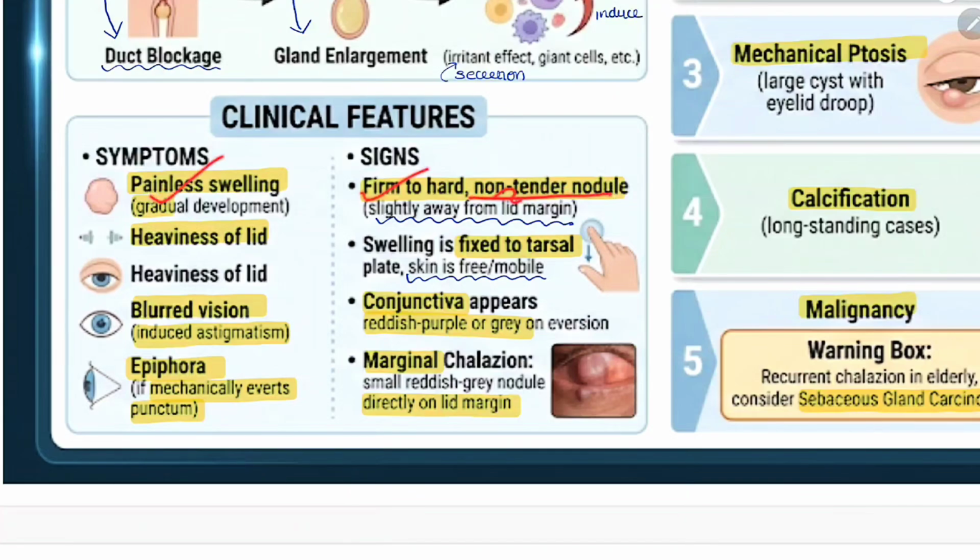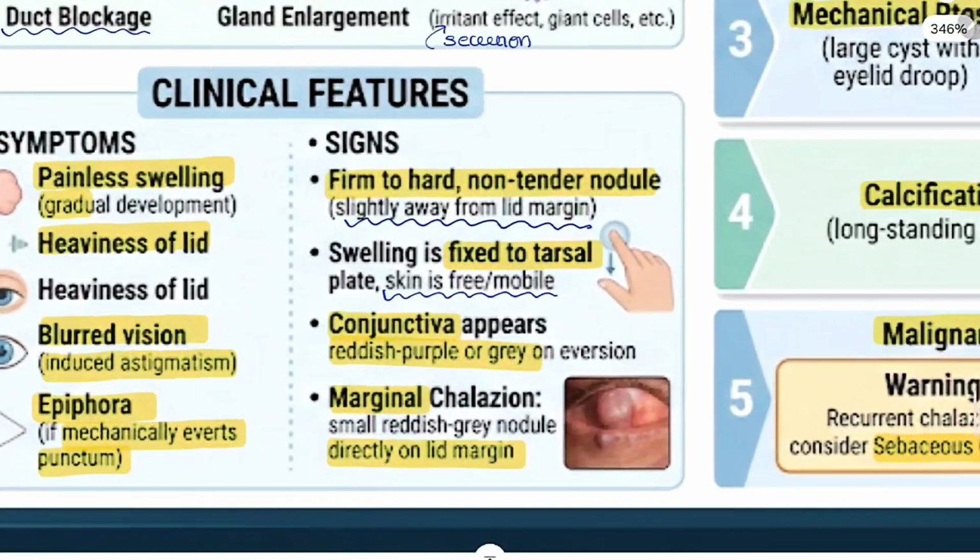Signs are a firm to hard, non-tender nodule. They are painless and non-tender, firm to hard nodules slightly away from the lid margin. If they are directly on the lid margin, they are known as marginal chalazion, but normally chalazions are away from the lid margin. Now, the swelling is fixed to the tarsal plate, but the skin is free and mobile.